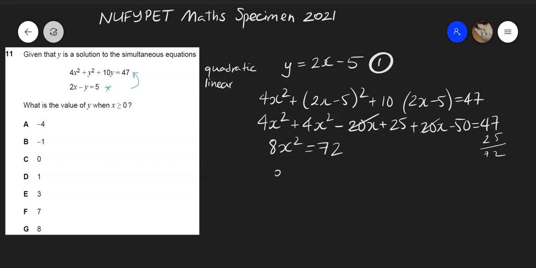Okay, so x squared is therefore equal to 9, and x equals 3 in this particular problem. So we are taking here a positive value because it was specified in the question that x must be non-negative. Now we're ready to come back to equation 1 and find the value of y. So it follows that y equals 3 times 2 minus 5, which is 1. And this corresponds to answer D.